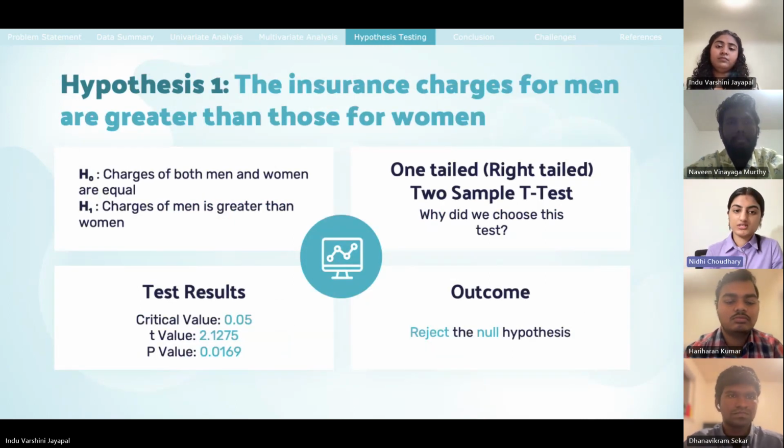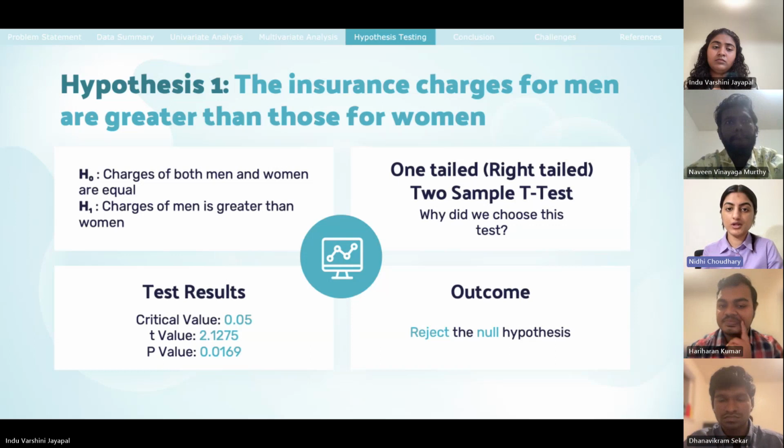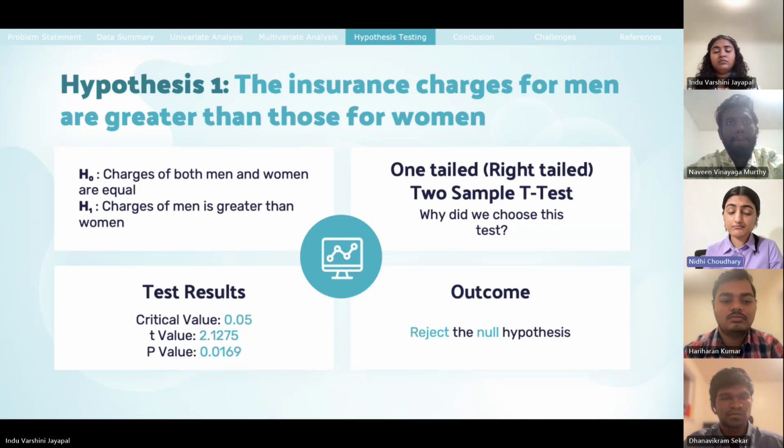So this is our first hypothesis: that the insurance charges for men are greater than those for women. For this, we first defined a null hypothesis, which states that charges for both men and women are equal, and our alternate hypothesis that charges of men are greater than those of women. For this, we used a one-tailed, right-tailed two-sample t-test.